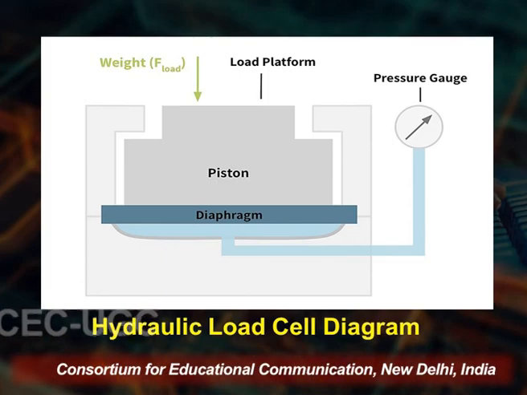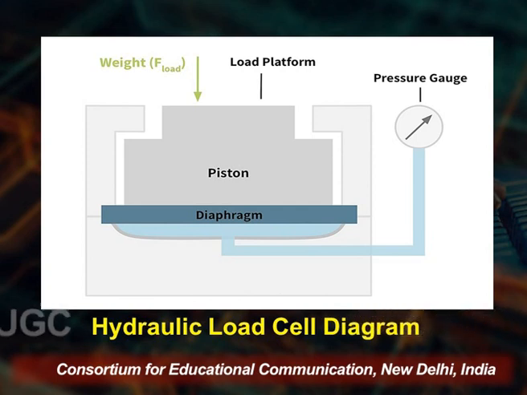So the hydraulic load cell components are the elastic diaphragm, a piston connected to a load platform, hydraulic fluid which is usually oil or sometimes water, a pressure gauge we use for measuring, a tube connecting the chamber to the pressure gauge, and a steel housing for the assembly. So on the screen you have the hydraulic load cell diagram.